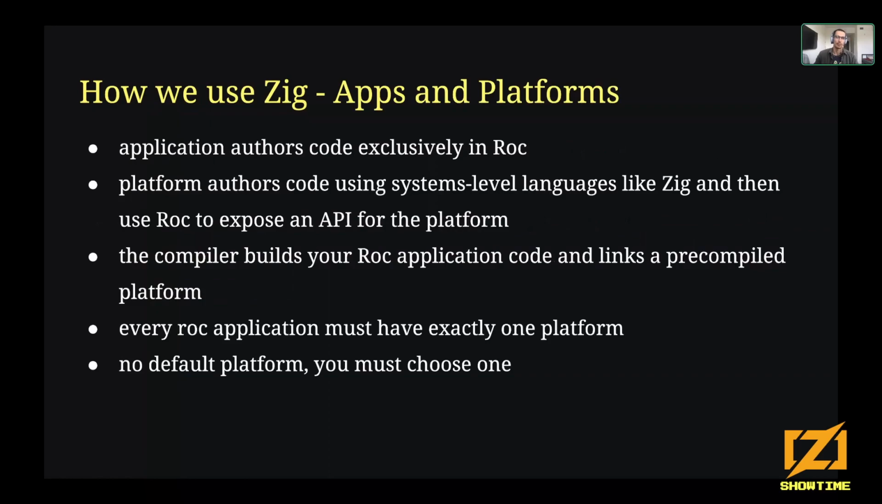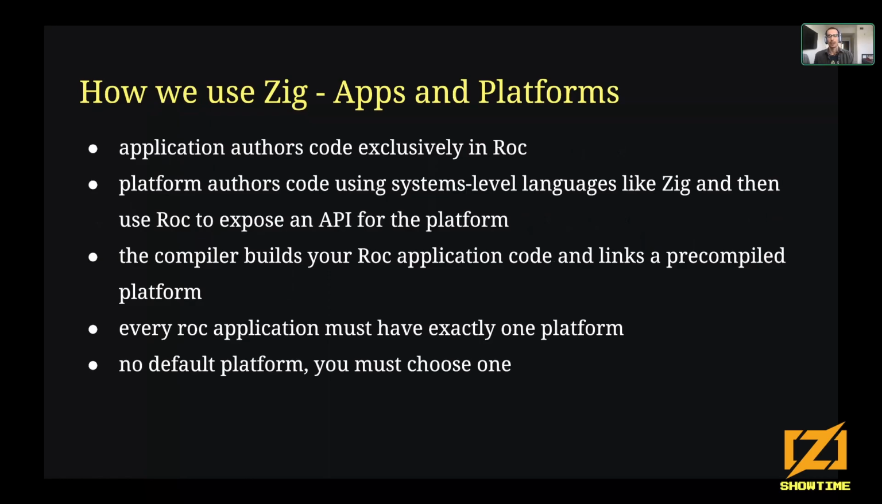So let's talk a little bit about apps and platforms. As a Rock application author, you would pretty much only ever write in Rock. I mean, it's up to you, but you only need to write in Rock is the point. Platform authors will likely use some kind of systems level language. Could be Rust, could be Zig. That's why we're here. And it could be C. As long as it speaks the C ABI, it should be fine. They'll probably write a little bit of Rock too to expose a nice API from the platform. What the compiler does is compile the Rock code and then link a pre-compiled platform together.